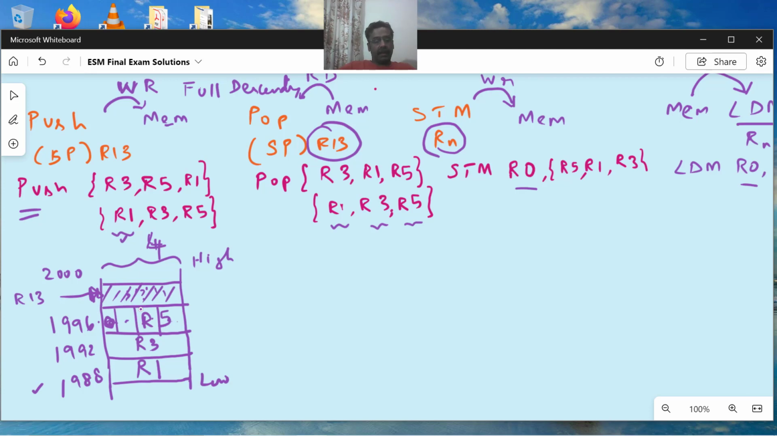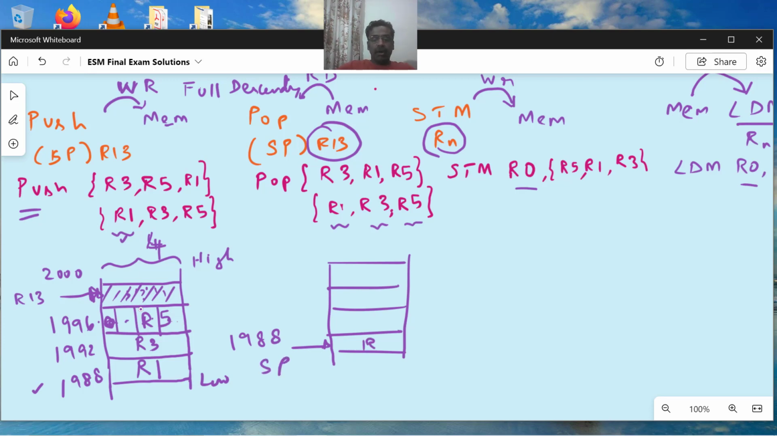So that's it. Done. Push is done. Now imagine the stack pointer, immediately after that push I am performing the pop. So let me assume that the stack pointer is pointing at 1988. Okay, this is the value that SP is having, and then R1 is here, R3 was pushed, R5 was pushed here, and something else was here. Now I need to pop.